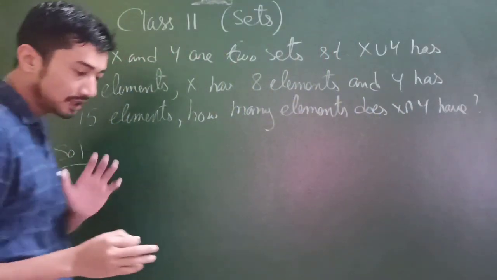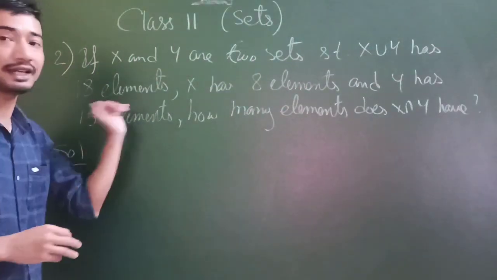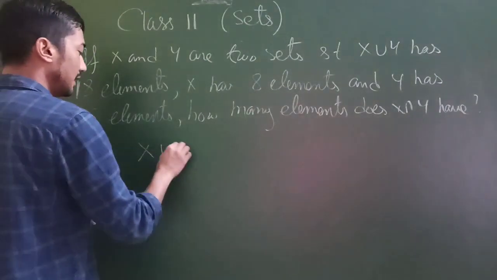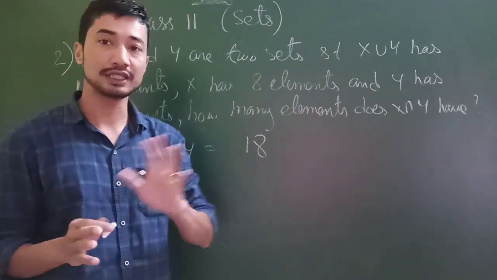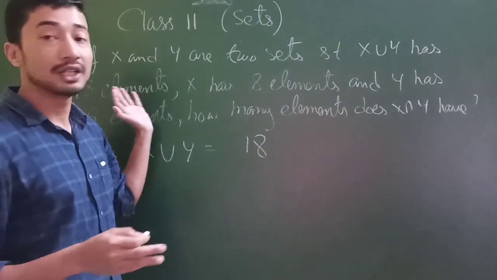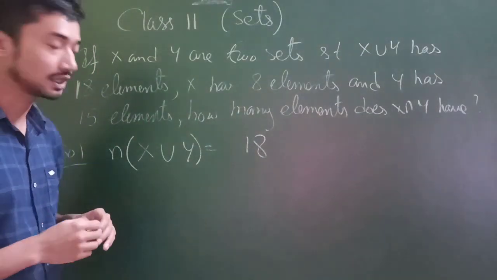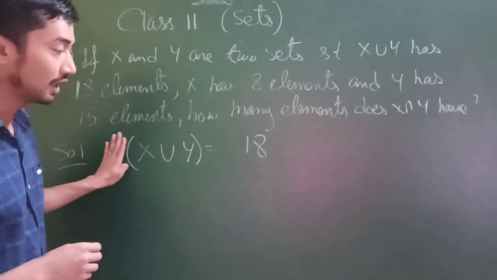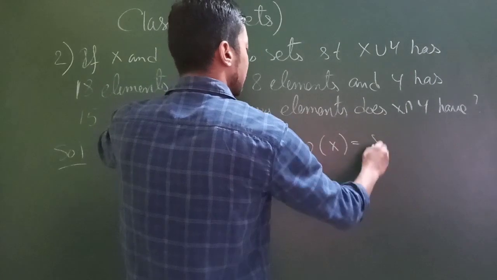Here I want you to be careful with one thing. x union y has 18 elements. Now don't just blindly write x union y has 18 elements. You know that is not the way to represent it, because x union y represents a set. Here the number of elements is given, so please do not forget, very important point, the number of elements we represent by number of elements in x union y. Don't just write x union y alone. Again, x has 8 elements, so here also number of elements in x is 8.